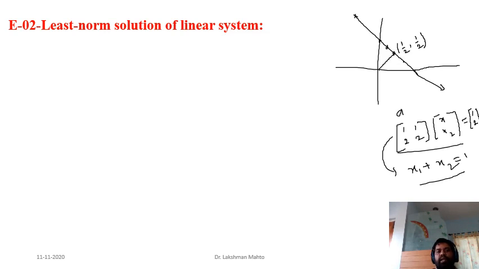Just find the norm. The point 1 by 2, 1 by 2 is a solution of the equation x1 plus x2 equal to 1. Easily you can see that if you substitute 1 by 2, 1 by 2, the point satisfies the equation: 1 by 2 plus 1 by 2 equal to 1, that means LHS equals RHS. And 1, 0 is also a solution, 0, 1 is also a solution. So there are infinitely many solutions, and among them this one has the least value.